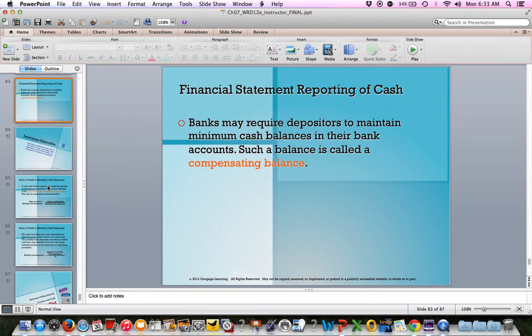Banks may require depositors to maintain minimum cash balances, called a compensating balance. Quite often, especially with business accounts, a bank will say you have to have a minimum of a certain dollar amount, otherwise we're going to charge you fees and things like that. It's called a compensating balance.